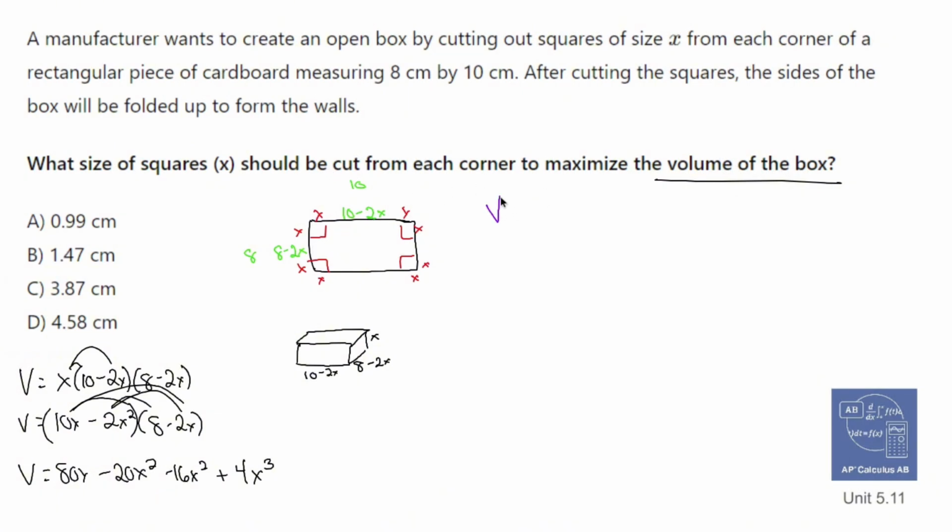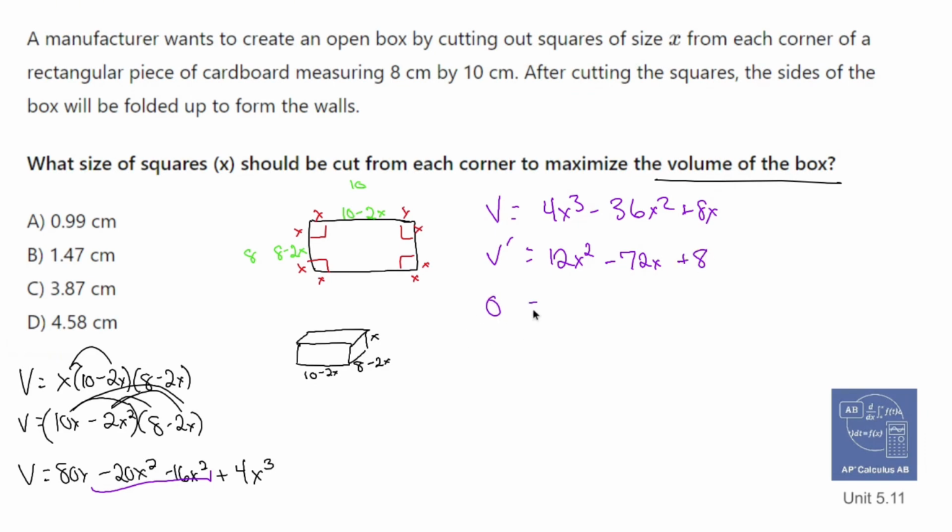Okay, so the derivative, actually, you know what, let me clean this up a little bit. Let me put it in order, put it all together. That would probably be a smarter idea. 4x to the third minus 36x squared plus 80x. Okay, and I got that negative 36 by combining these guys right here. Now I'll take the derivative. When I take the derivative, that gives me 12x squared minus 72x plus 80.